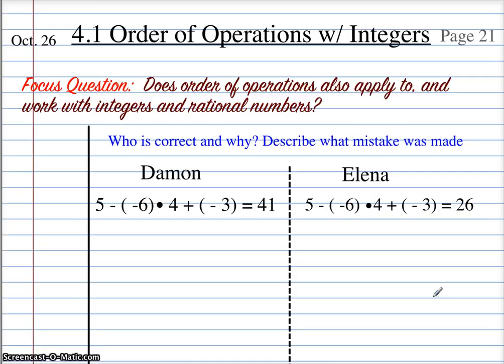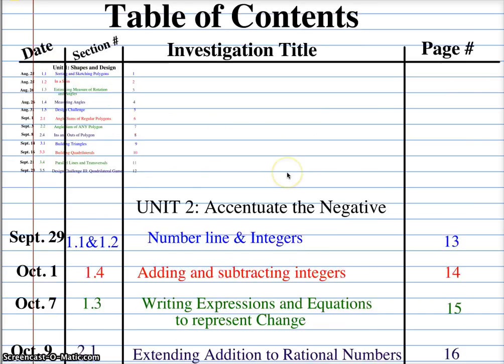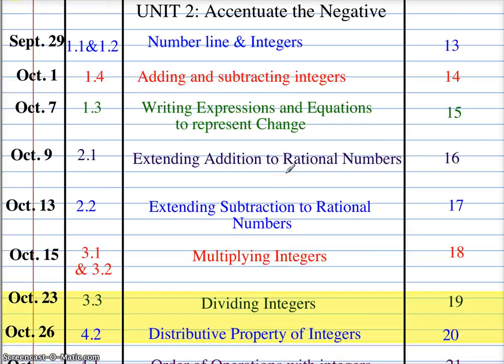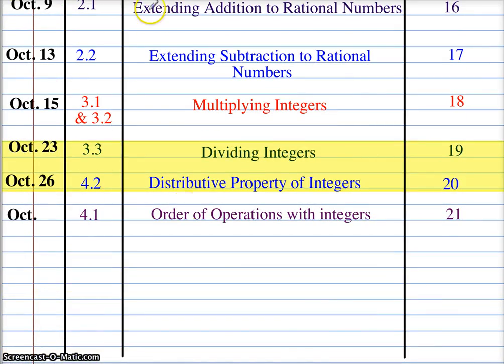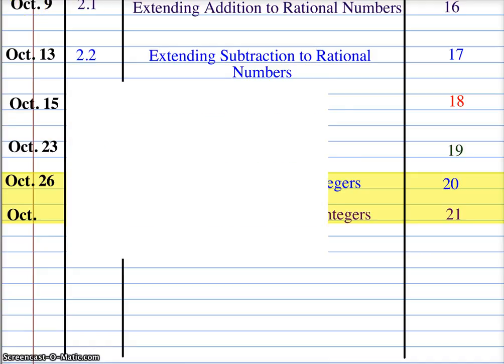Okay, so the next page in your notes should be 4.1, order of operations with integers. Probably should be changed to rational numbers, but that's okay. We'll leave it as integers. Let's see. Your table of contents should include these last 2 items here, 4.2 and 4.1. I know I put them out of order. I'm not crazy. Okay, so order of operations with integers, page 21.